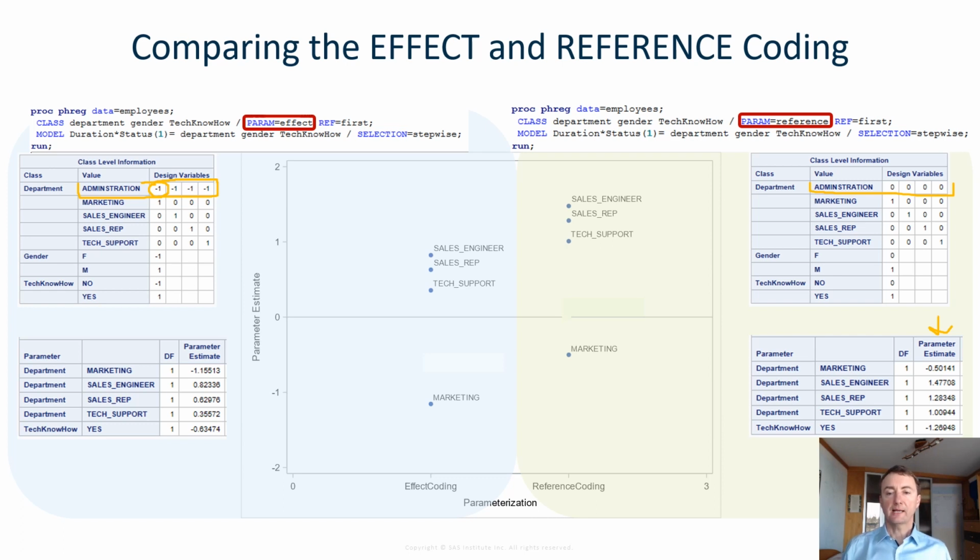On the left-hand side, you see the coefficients of the parameter estimates, and we see the sales engineers have the highest coefficient, then the sales representatives, which we also see here in our data. If we want to find out what is the value for administration, we know it is 0 because we selected it as the reference category in reference coding.